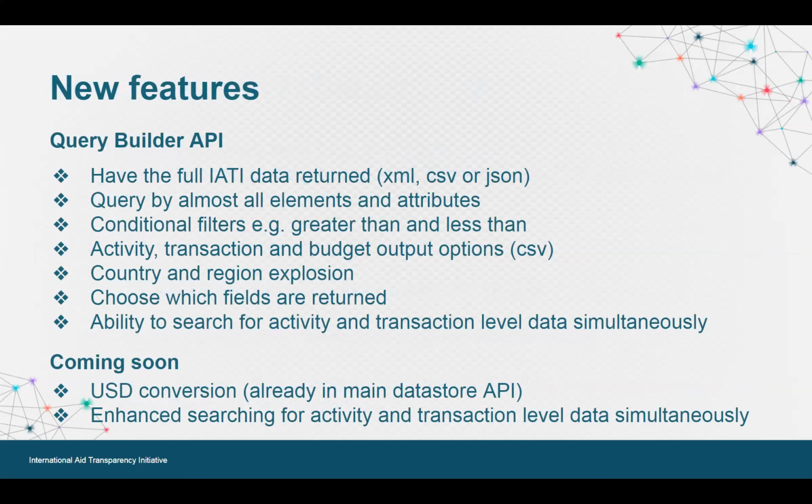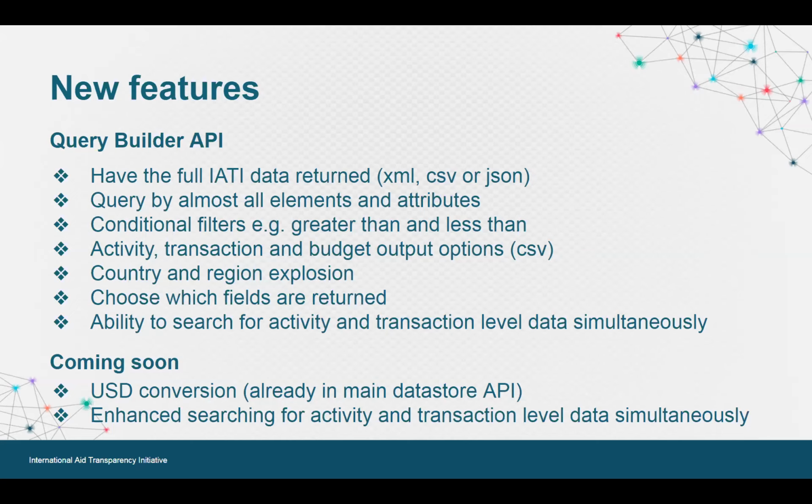So, new features. What are the new features of this data store? From here on, we're going to be focusing on the functionality of the query builder and the API on which it's built. So using the query builder and the API, you can have the full amount of IATI data returned. So this is in an IATI activity file. You can return all of the published elements and attributes. And you can get this in XML, CSV, or JSON format.